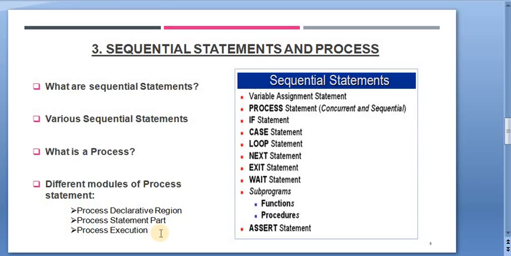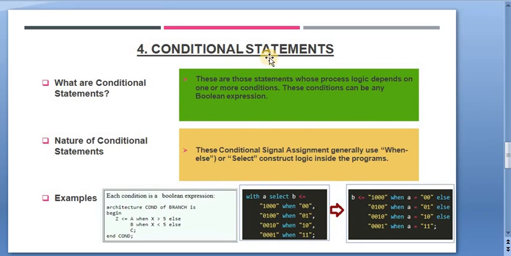I hope you now have an understanding of this topic of sequential statements and process. Let's study the next topic of conditional statements. As you see on the slide, the very basic question is, what are conditional statements? The definition says that these are those statements whose process logic depends on one or more conditions. So we must note that these conditions can be any Boolean expression which is inside the program.